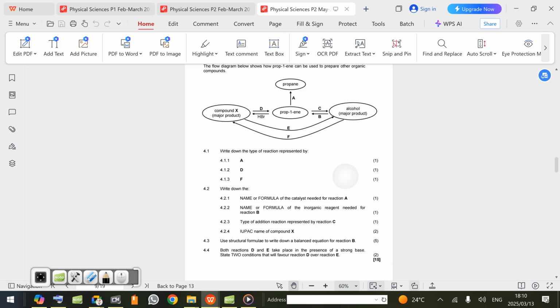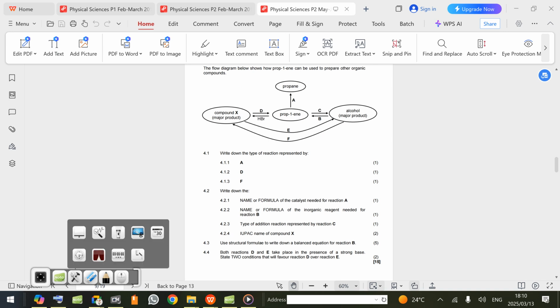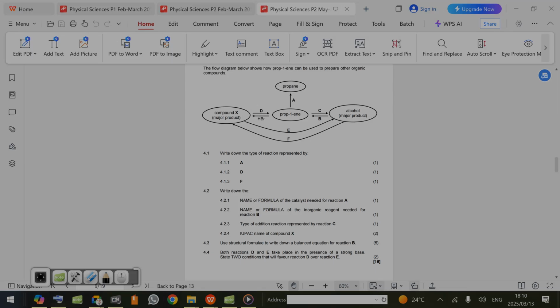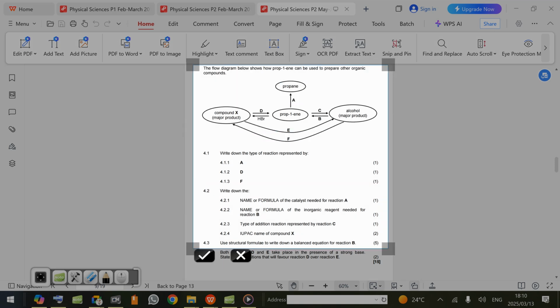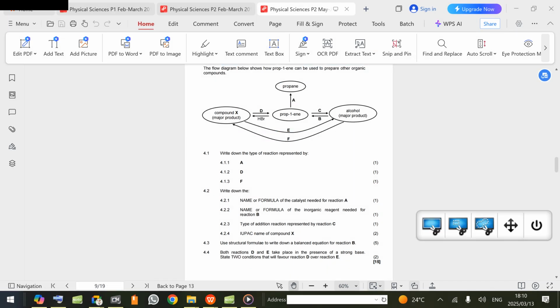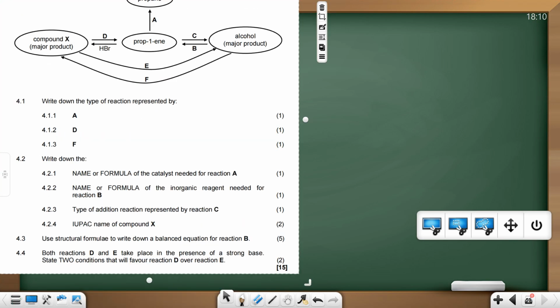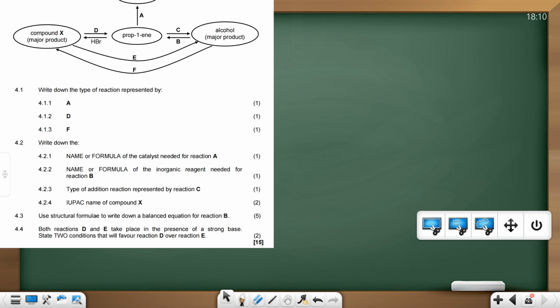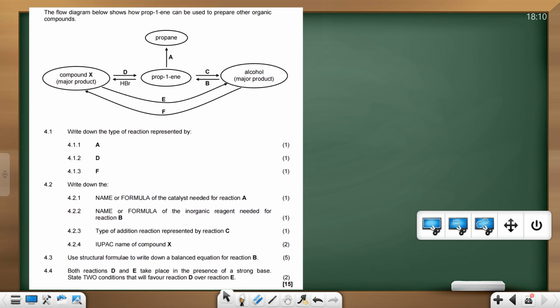Beautiful. Yummy, yummy. The flow diagram. I love it. 15 marks. Please read. Let's read together.